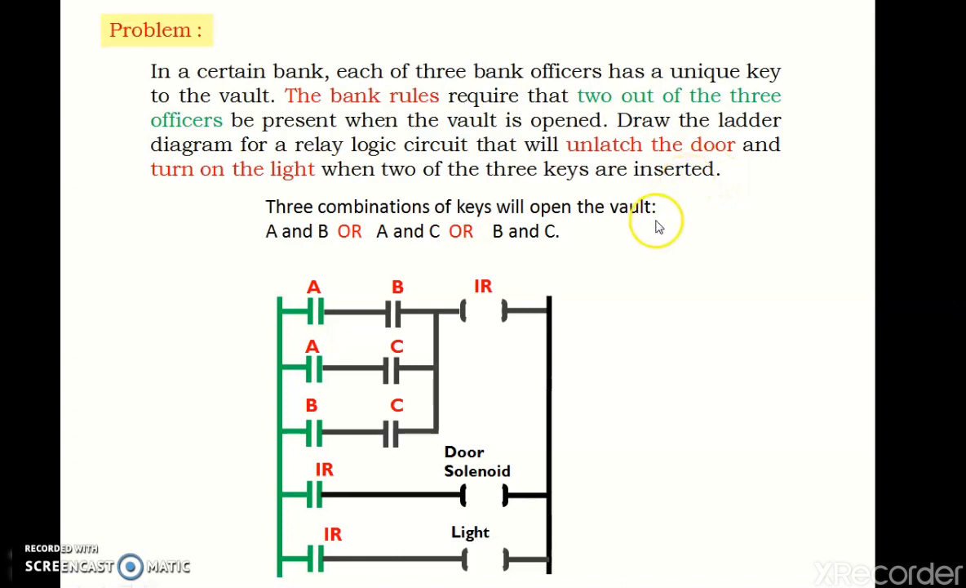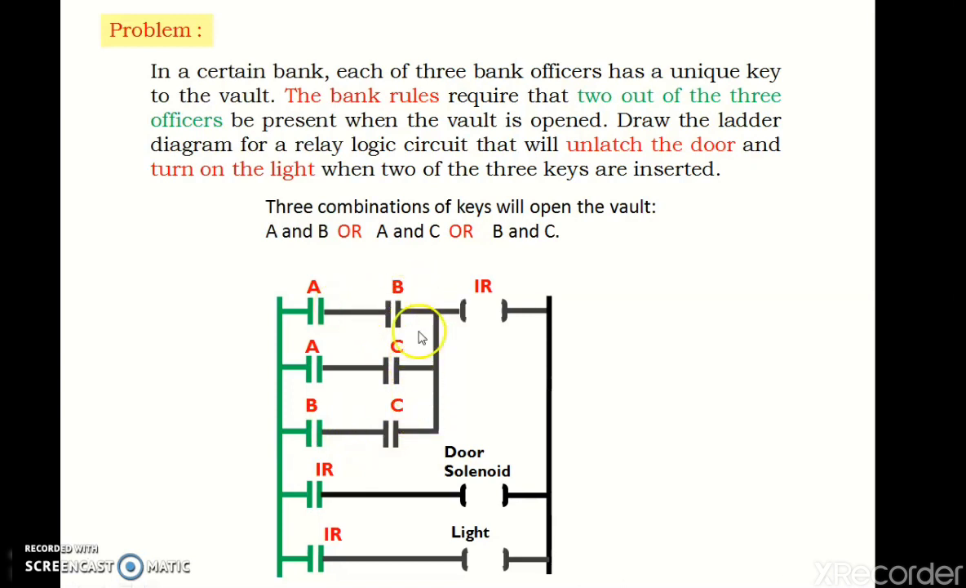Now 3 officers are there, A, B and C. Any 2 officers must be present. That is A and B, or A and C, or B and C. Hence, such conditions are used in an AND gate. A and B, A and C, B and C, and they are all OR to each other.